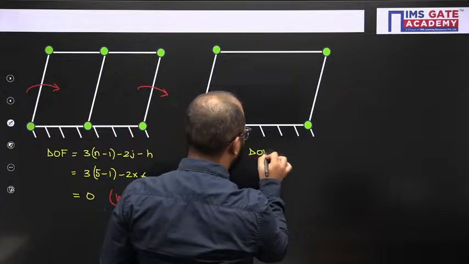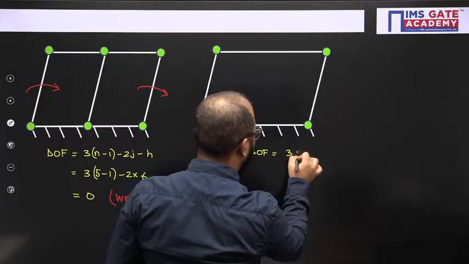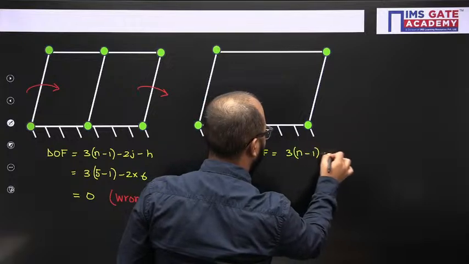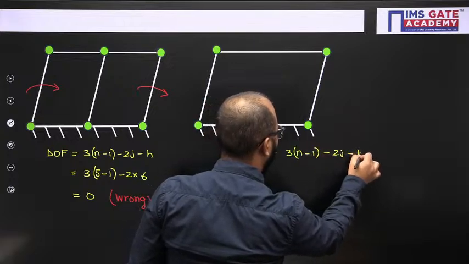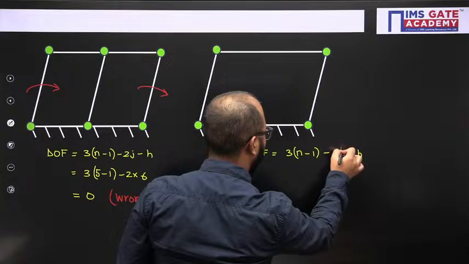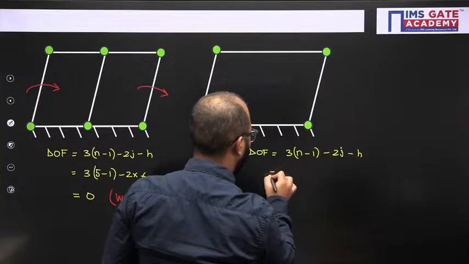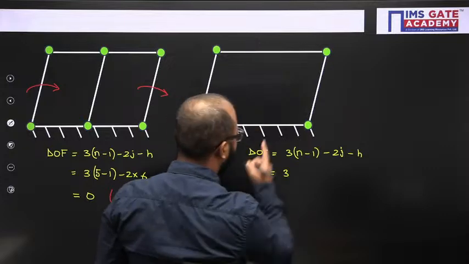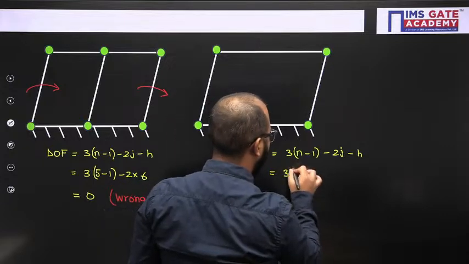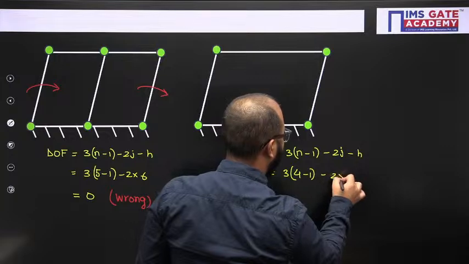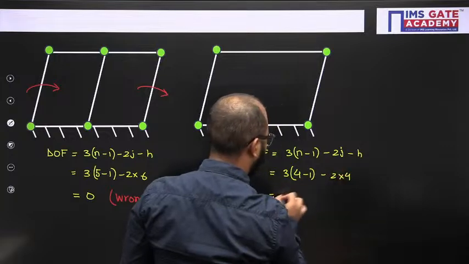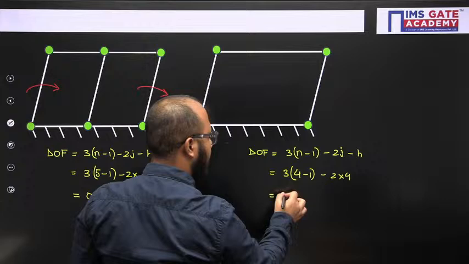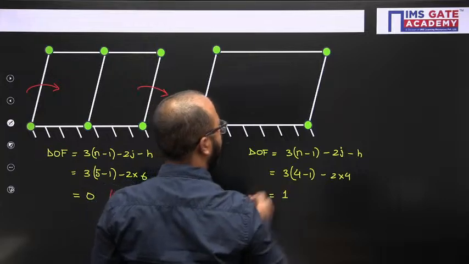So, the degree of freedom now we will calculate, and we will get the correct answer here, because we have removed the redundant link. Three into n minus 1: the number of links is now 4, minus 4, and the number of lower pairs is 4 also. 3 into 3 is 9, 9 minus 8, that is 1. This is the correct answer.